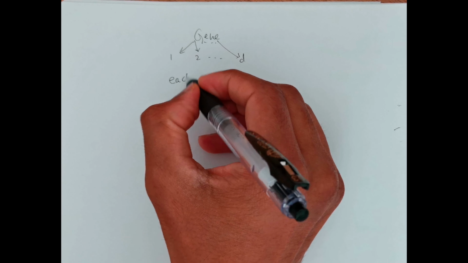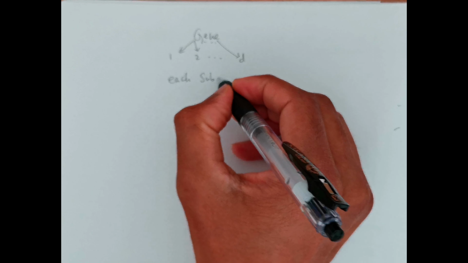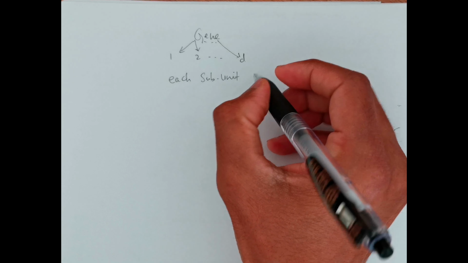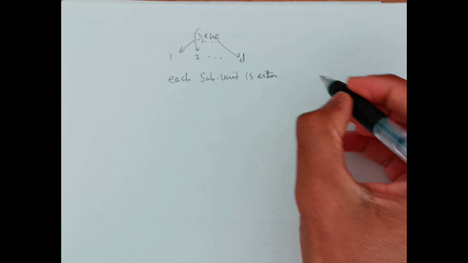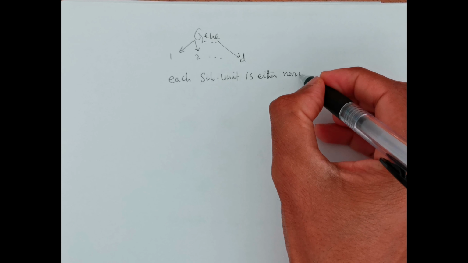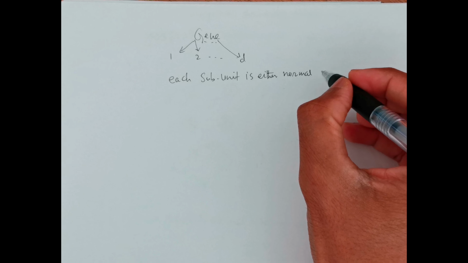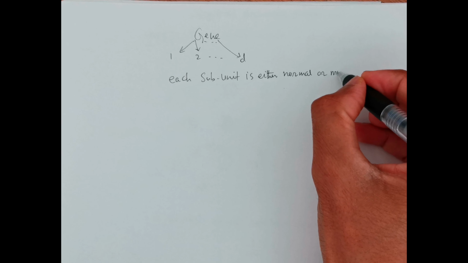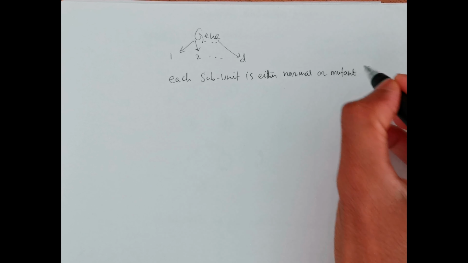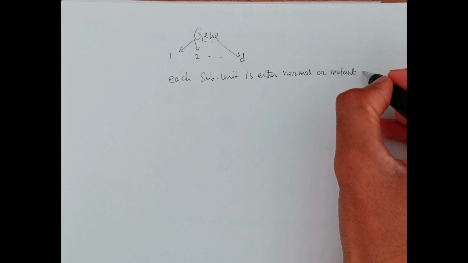So each subunit is either normal or mutant in form.